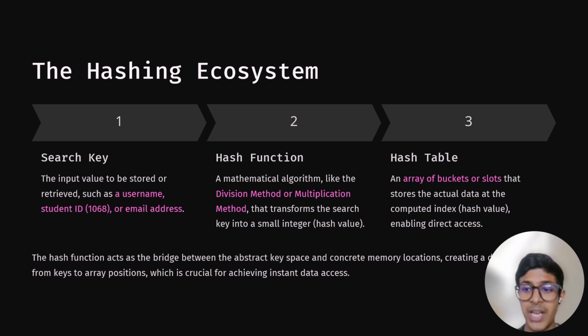Step 3, the hash table. This is an array consisting of buckets or slots. The data is stored at the exact index provided by the hash value, allowing for the instant access that we discussed earlier. By acting as a bridge, the hash function ensures that every unique key has a dedicated home in concrete memory locations.